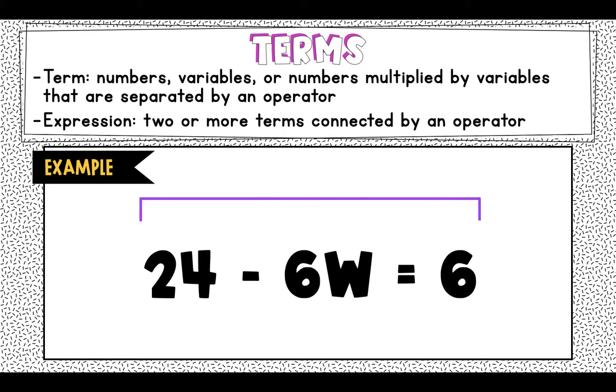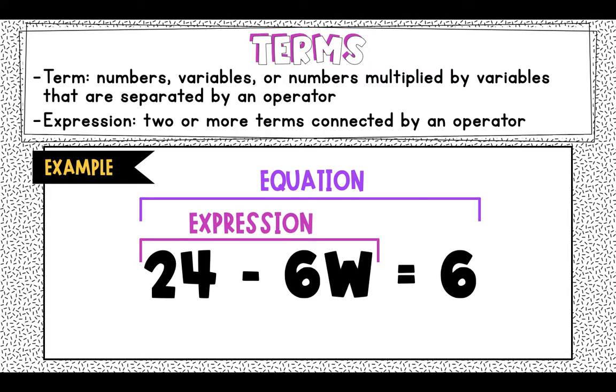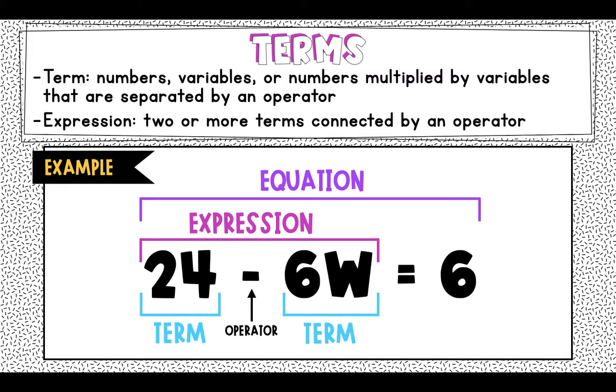Altogether, all of these numbers and variables create an equation because it includes an equal sign. If I look at everything to the left of the equal sign, however, I only have an expression. 24 minus 6w does not have an equal sign within there, so it's only an expression. Now, I can break this down even further and see that within this expression, I have two terms that are being connected by an operator, which in this case is subtraction. So 24 is a term on its own, and 6w is also a term on its own because this is a number being multiplied by a variable.